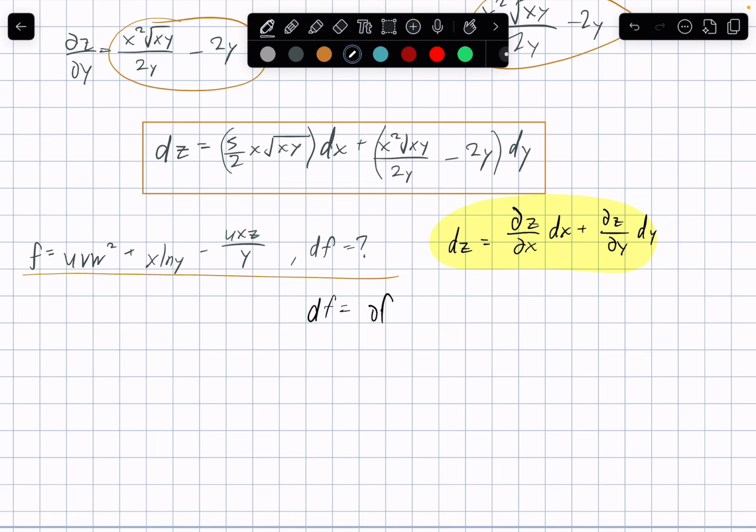df is equal to partial f over partial u times du plus partial f over, what's the next letter in the alphabet chronologically, v, w, and then x, and then y, and z, right?